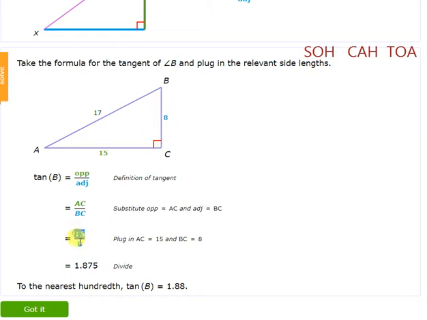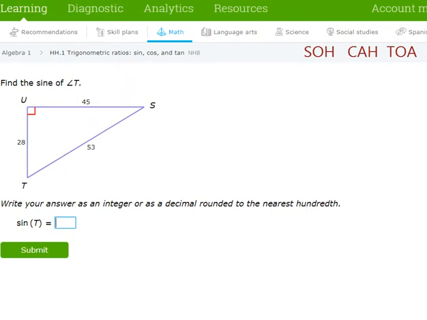Now you have the values 15 and 8, and you can just divide them. The answer will be 1.875. So this is all about these ratios. I am jumping ahead so that I can show a difficult question that you can encounter in this skill, and you won't have a problem with that.